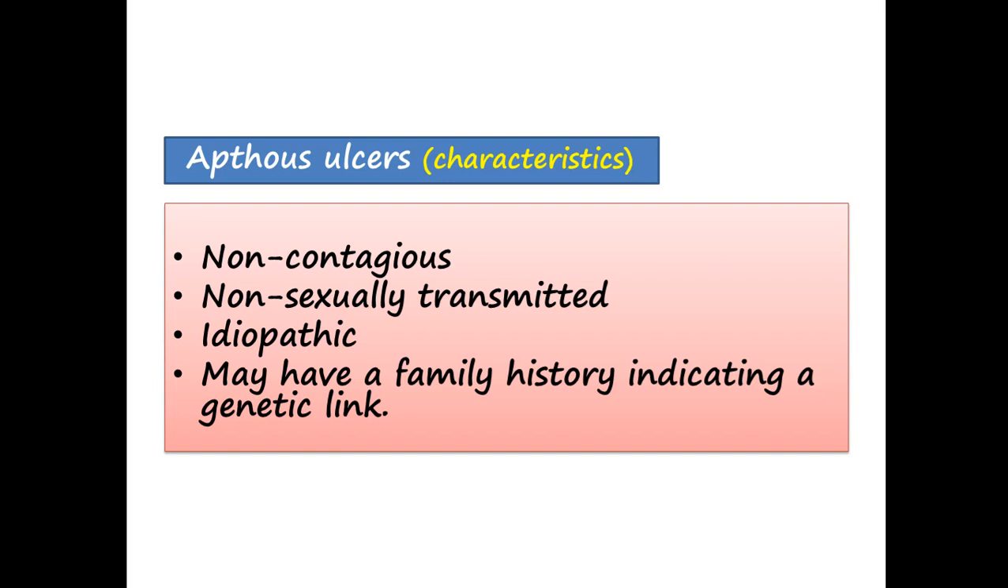And the fourth point is that in Aphthous ulcers, a patient may have a family history. The other family members may be having Aphthous ulcers, and this occurrence of Aphthous ulcers in a family can be linked to some genetic problem or some particular gene may be involved.